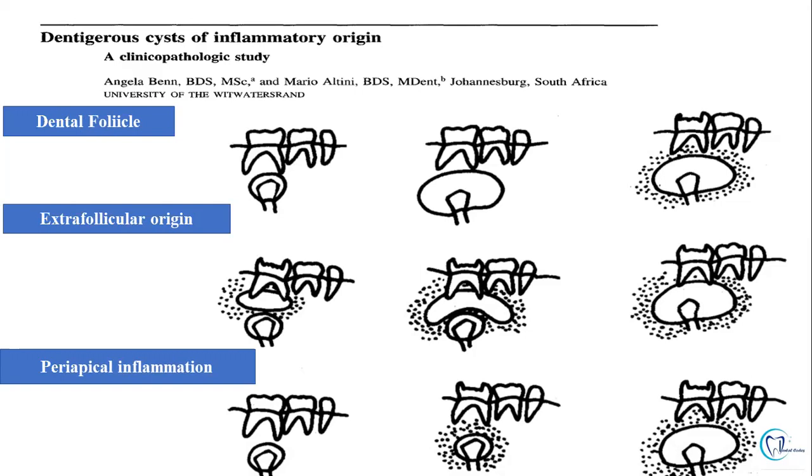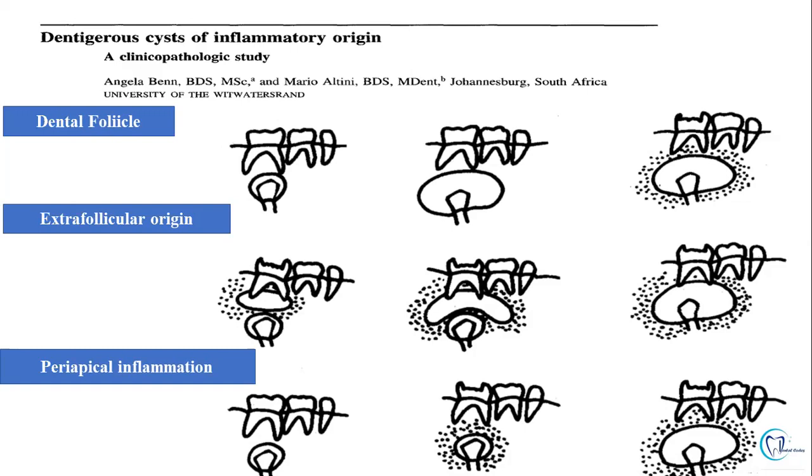The second hypothesis is the extrafollicular origin, in which the radicular cyst from a non-vital deciduous tooth will lead to the eruption of the permanent tooth into the radicular cyst, because of which the dentigerous cyst will arise, and that too of extrafollicular origin. In the third schematic presentation, there is periapical inflammation from the non-vital deciduous tooth, which will spread and involve the follicle of the permanent tooth, which will result in the formation of dentigerous cyst. So there are three histogenetic mechanisms given by Ben and Altini.